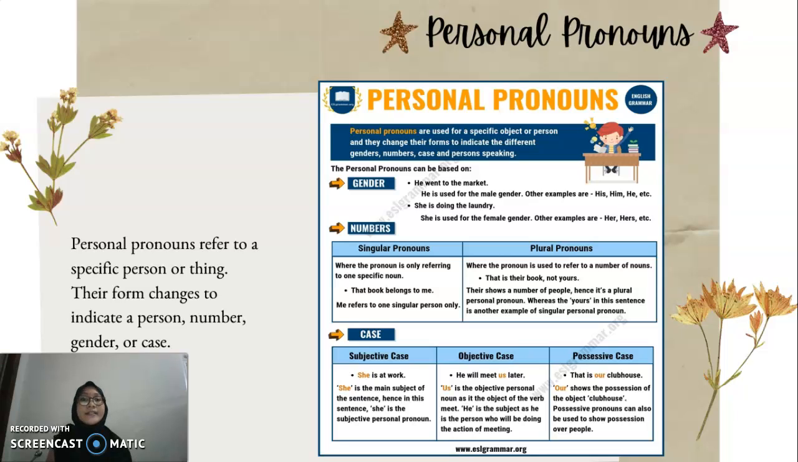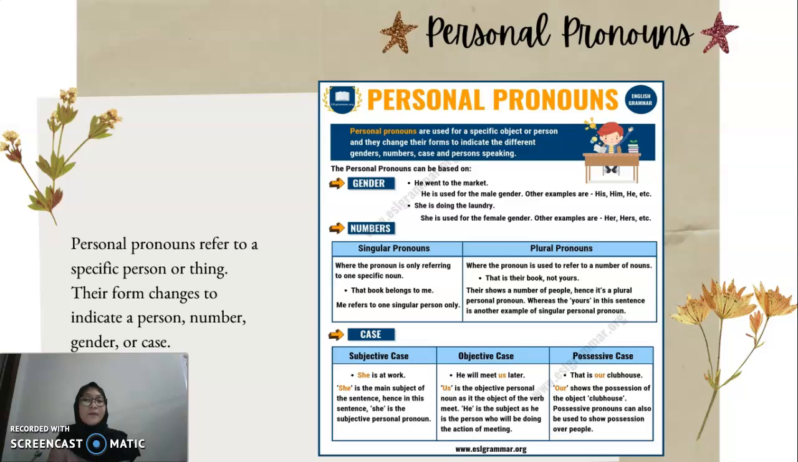In gender, for example, he went to the market. He is used for the male gender. Other examples are his, him, etc. She is doing the laundry. She is used for the female gender. Other examples are her, hers, etc.